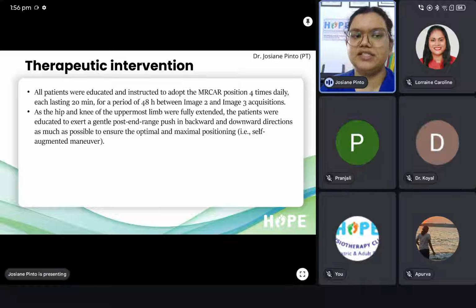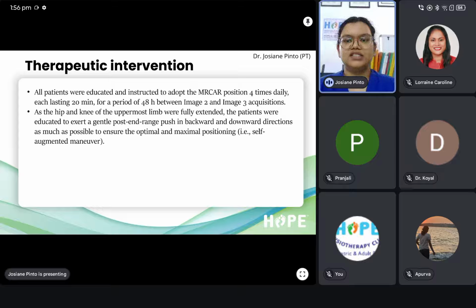Now, the therapeutic intervention that was given. All patients were educated and instructed to adopt this position 4 times daily, each lasting 20 minutes, for a period of 48 hours between image 2 and image 3 acquisitions. Now, image 2 was immediately after the supine image. They asked them to perform the intervention technique. They put them in that technique, and then 48 hours later, they went for image 3.